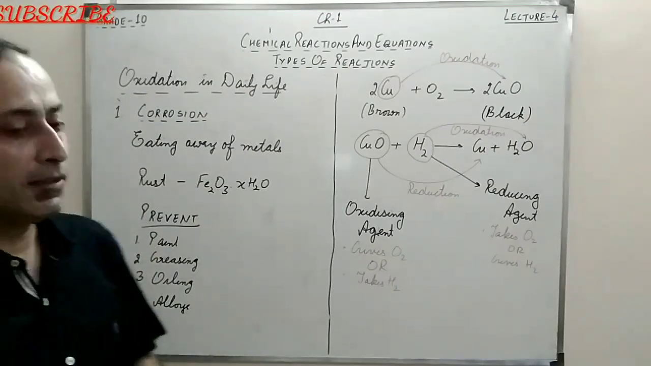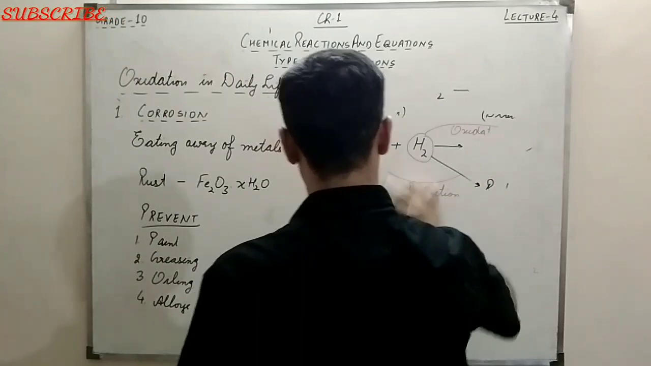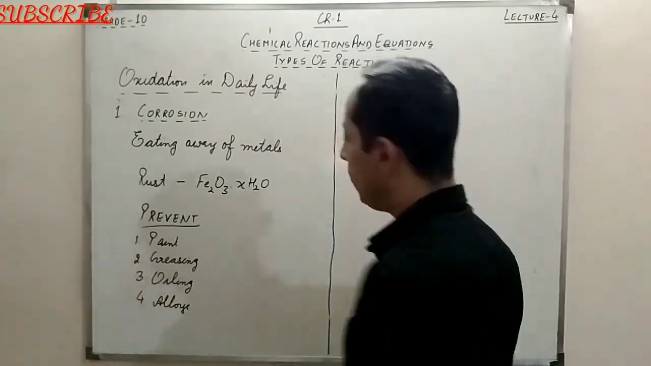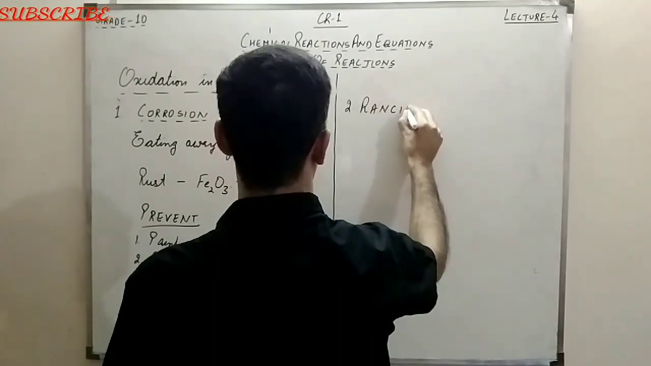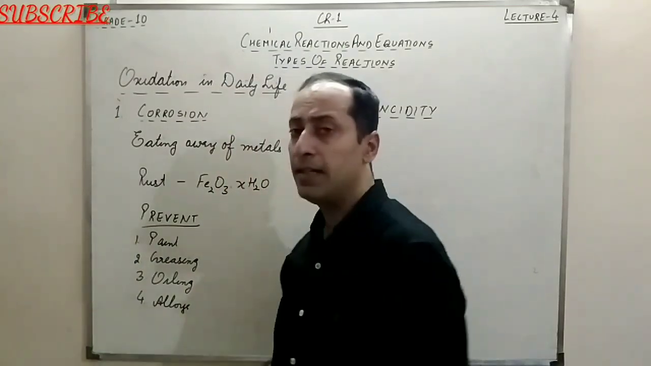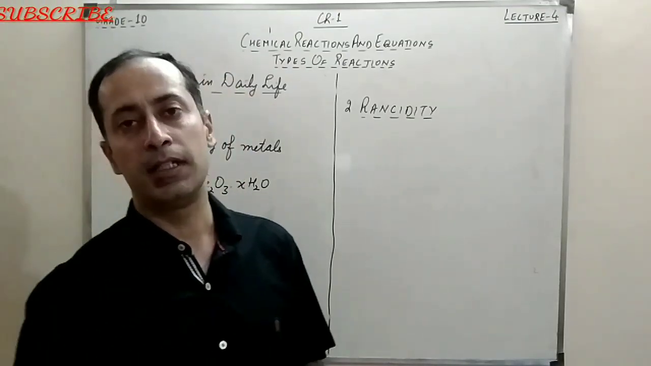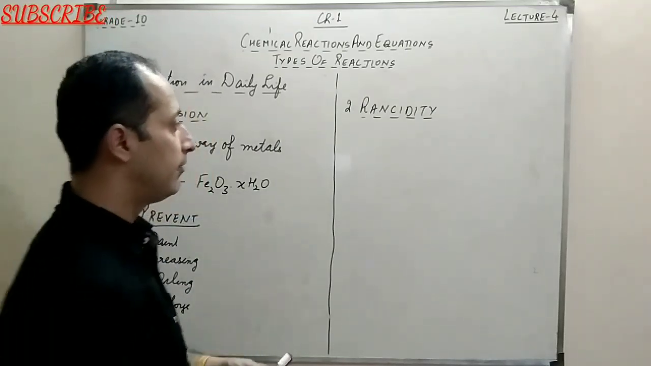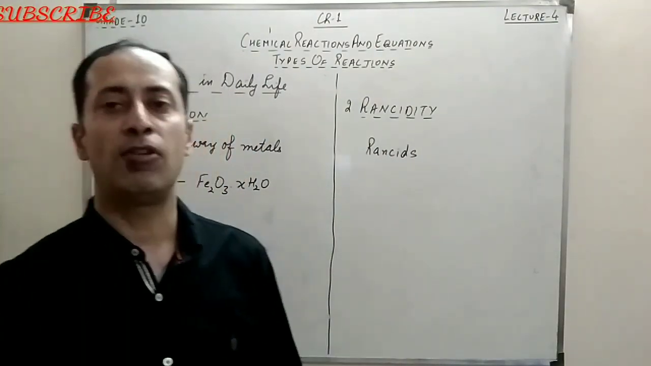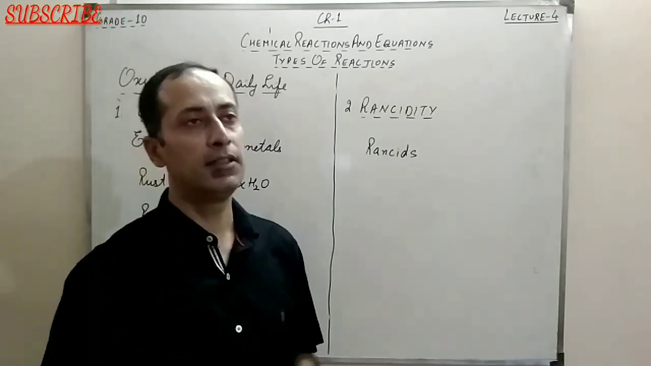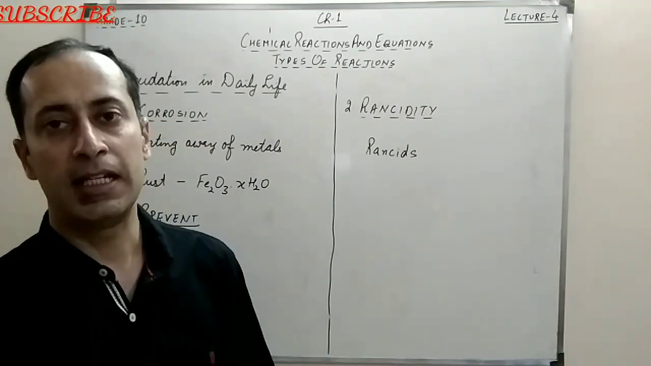Next thing when we talk about oxidation in daily life is rancidity. Now, what exactly is rancidity? Let's understand this. Rancidity is related to food articles containing fats, right? The fat in the articles reacts with the oxygen present in the air and they form rancids, and the overall process is called rancidity. That is, the reaction between the fats present in the food articles and the oxygen to form rancids is called rancidity, right?